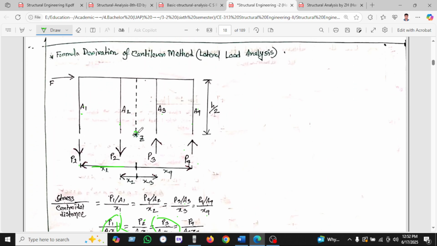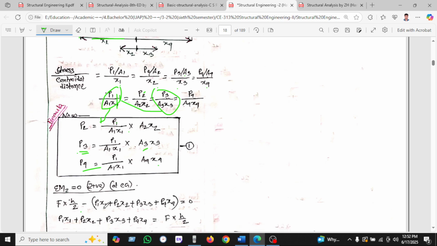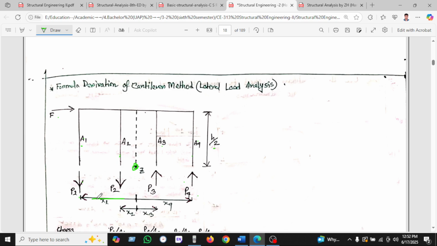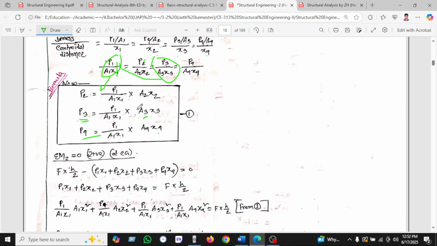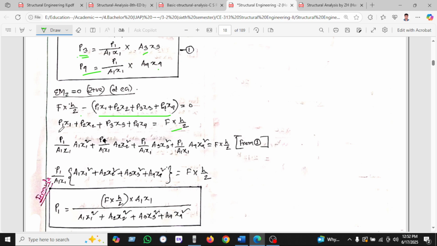Now we are taking the moment at Z. We are taking the moment of force times perpendicular distance, P into F into h by 2. So we can see F into h by 2 minus P1 x1. This is P1, and x1 is the distance, and P2 in x2. In the same way, all the forces into distances are taken here. We just rearrange here, and we see P1 x1. So P is given here, and A1 x1 is extra, and A1 x2 cancels out, then only x1 will remain here.